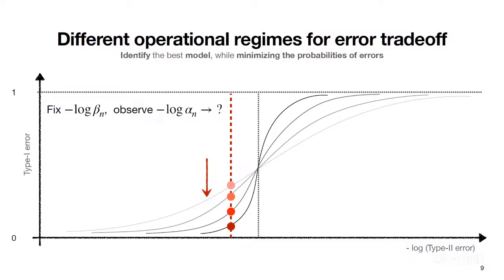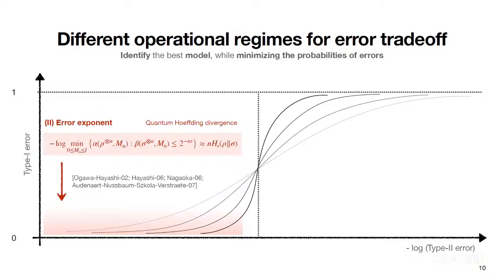For example, if we consider the left-hand side of this figure, we can fix the exponential decay rate of the type 2 error, which means we draw a vertical line in red like this, and we observe the behavior of type 1 error as we increase n to infinity. You'll see that all of this type 1 error will essentially converge to 0, right? Then you can ask the question, how fast does it converge to 0? What is the optimal rate for that? This is called the error exponent regime.